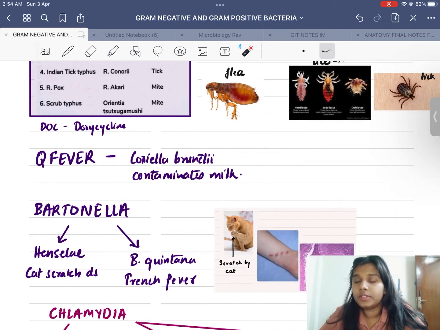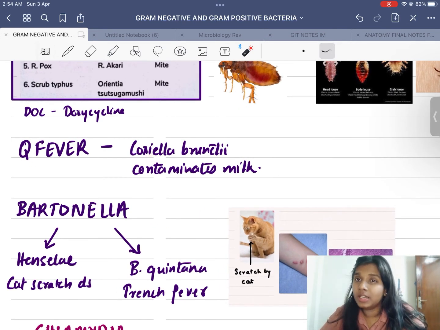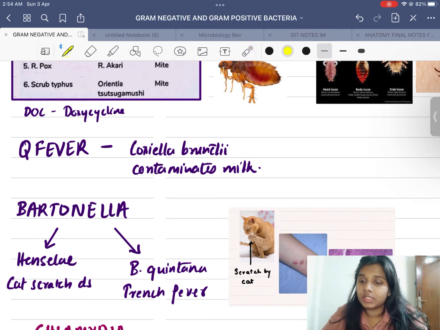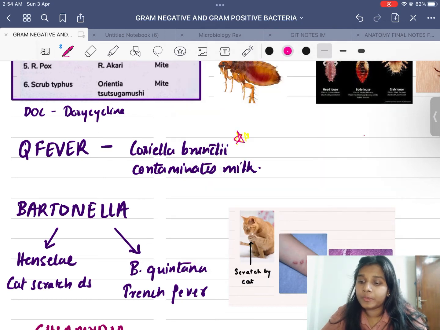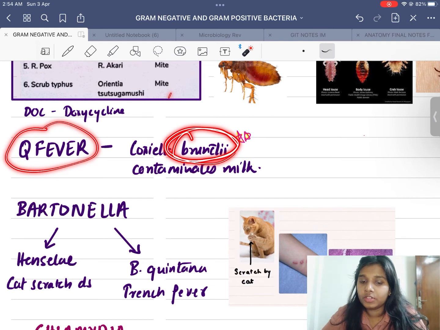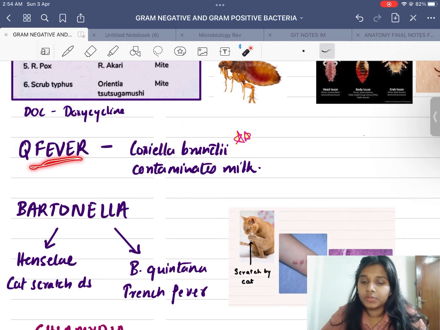Then we have Q fever. For Q fever, just remember the cause. It's caused by Coxiella burnetii. It's been asked, so it's important to learn the name. How I remembered it: Q for queen. The queen is a brunette, she has brown hair. So brunette, burnetii for Q fever. Q fever, Coxiella burnetii, contaminates milk. Just remember Q fever, burnetii.